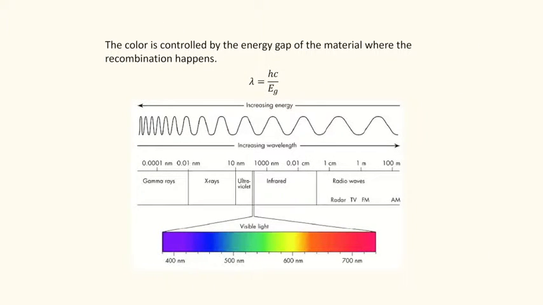So the color of the light that is emitted is controlled by the energy gap of the material. We have the formula here that the wavelength is inversely proportional to the energy gap of the material. So for a smaller energy gap, the wavelength is longer, and at different wavelengths we have different colors.